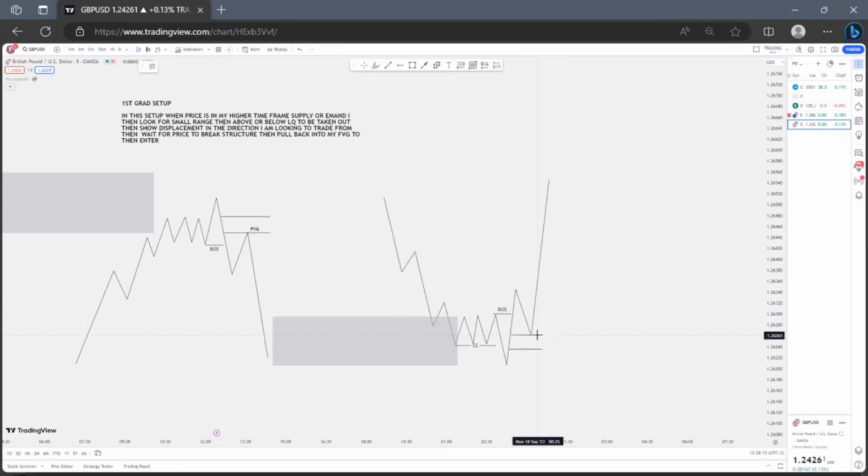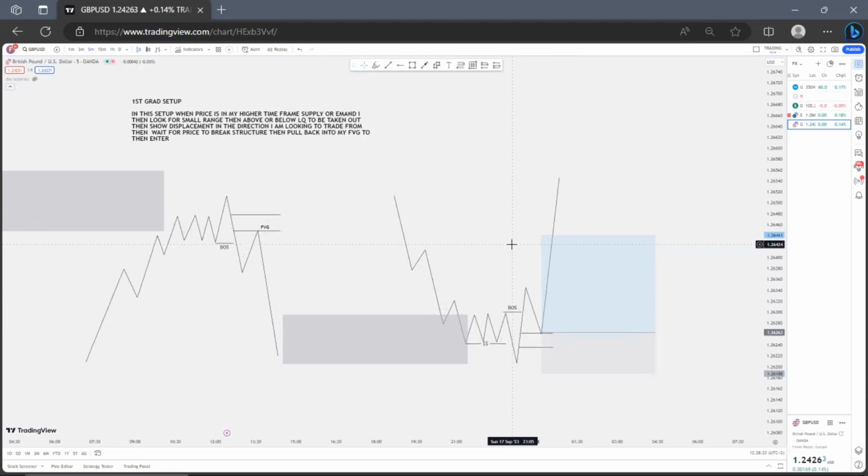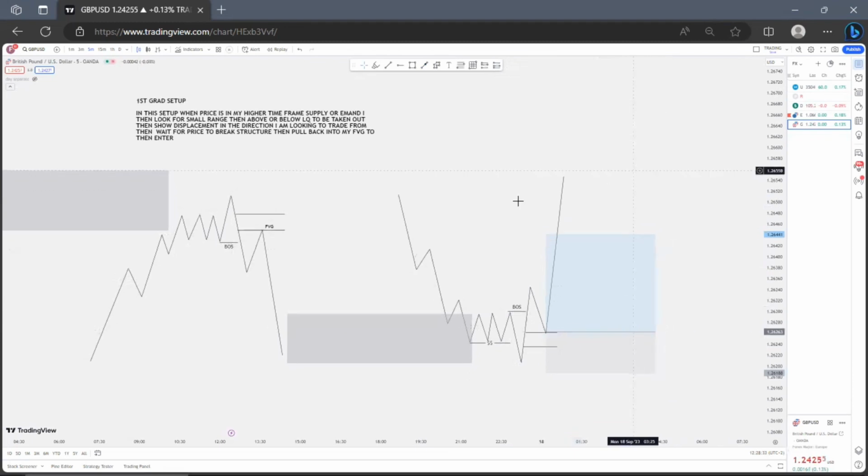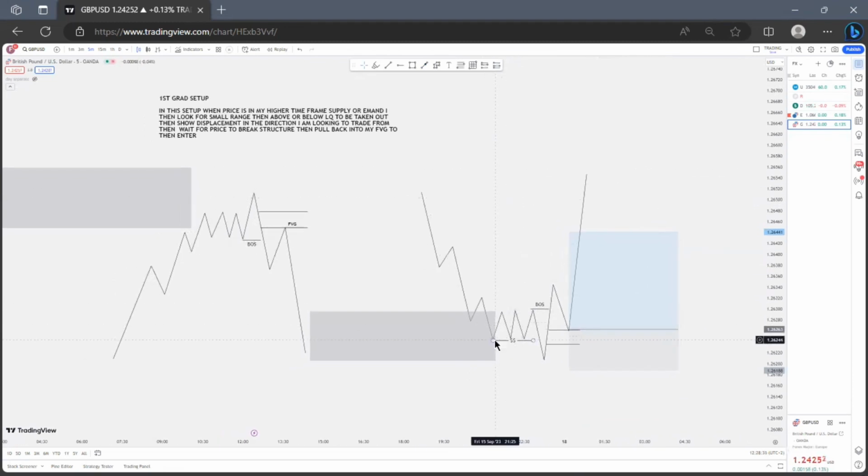Once price pulls back into our fair value gap, that's when we're entering our long positions. Obviously, guys, our stop loss just below these swing lows here, and then looking for a 1:2 trade as well. So with this trade setup, still the same thing. I always look to target at least 4% while risking 2% with this trade. So that's the first entry. That is my first grade setup.